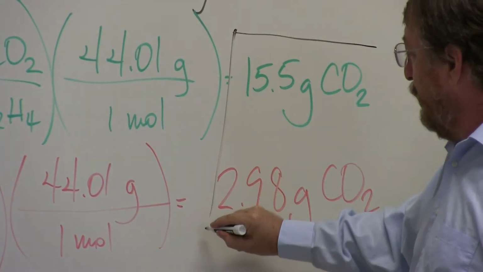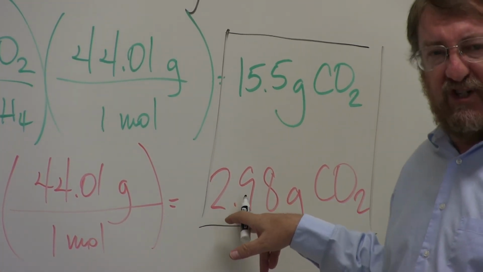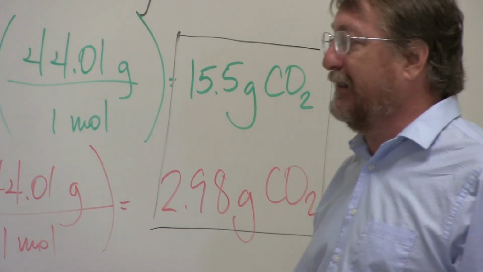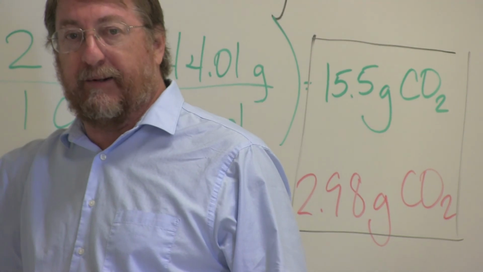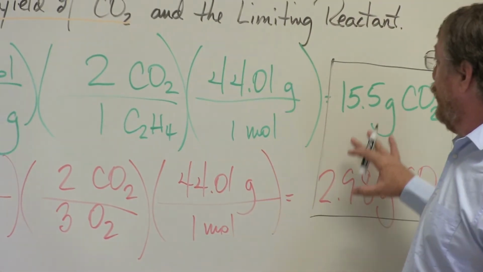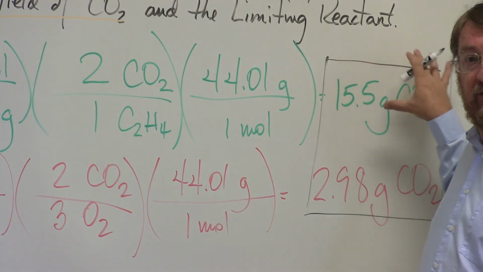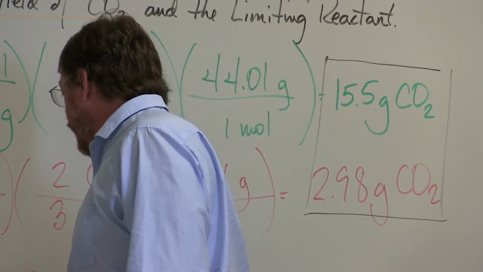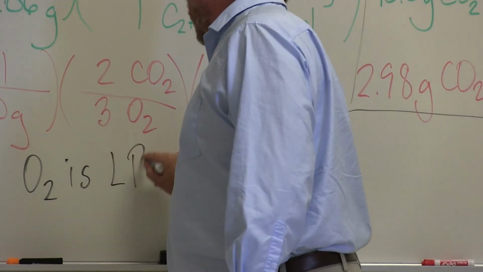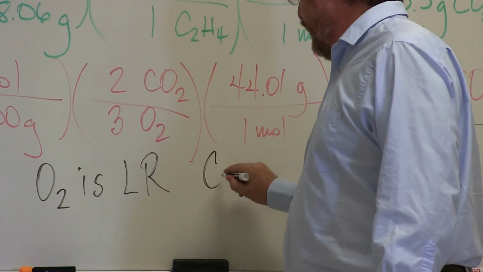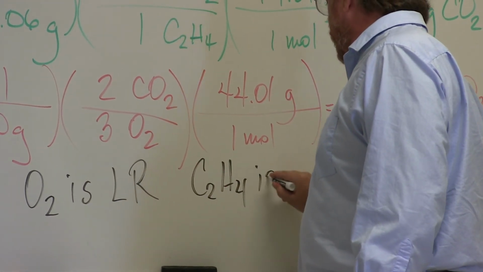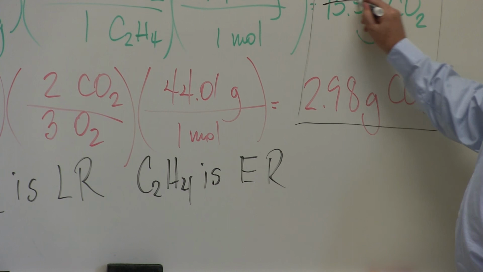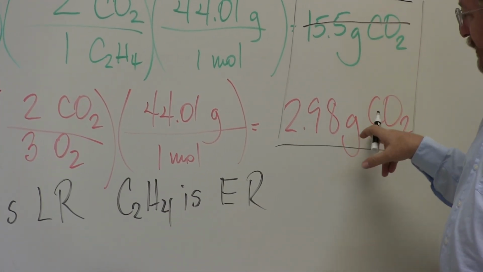At this point, I'm going to compare the two. So I want to do a comparison here. When we reach 3 grams, basically, of CO2, the reaction's going to stop, because at that point, the oxygen has been consumed. The reaction could have gone to 15.5 grams of CO2 if I gave it enough oxygen, but I didn't. So what we're going to say is the O2 is the limiting reactant. That means that C2H4 is the excess reactant. And the true theoretical yield is not 15.5 grams, it's 2.98 grams.